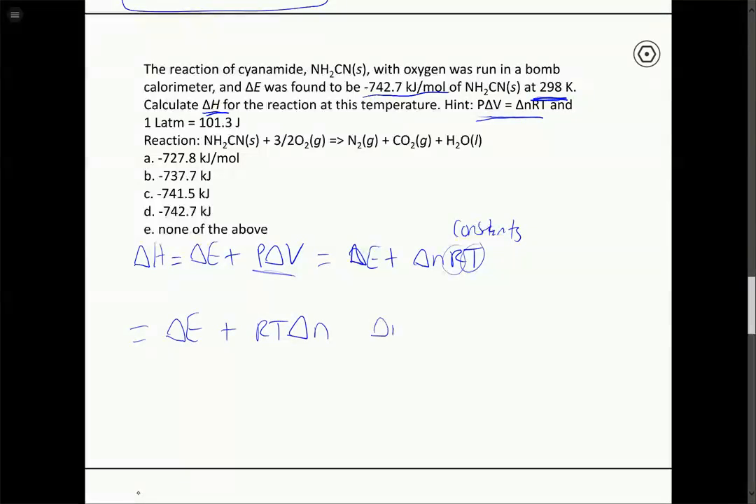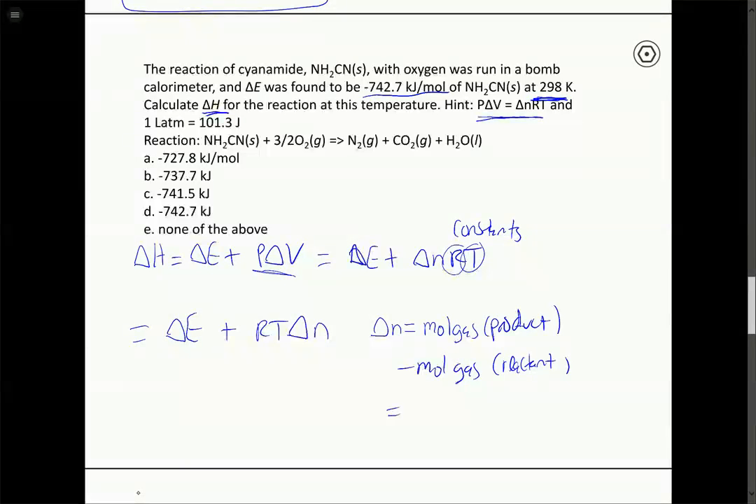So delta n is going to be equal to moles of gas on the reactant side minus moles of gas on the product side. Actually, it's the reverse of that, my bad. Just thinking backwards here for a second. It should be products minus reactants. So it's the change in the number of moles of gas as the reaction takes place. Alright, so that's the delta n term. We can calculate it for this one.